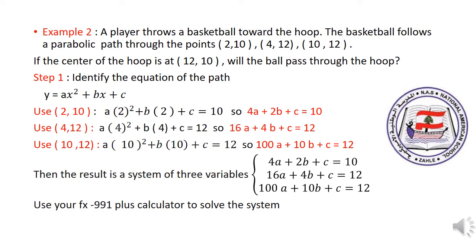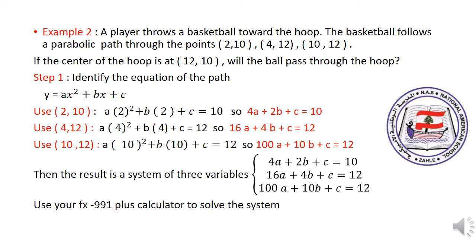Example 2. A player throws a basketball toward the hoop. The basketball follows a parabolic path through the points (2, 10), (4, 12), and (10, 12). Remember that a parabolic path is a graphical representation of a quadratic function. If the center of the hoop is at (12, 10), will the ball pass through the hoop?